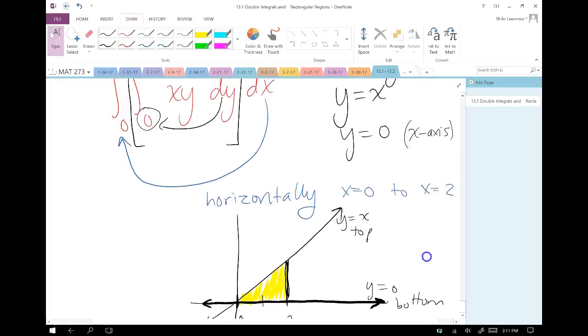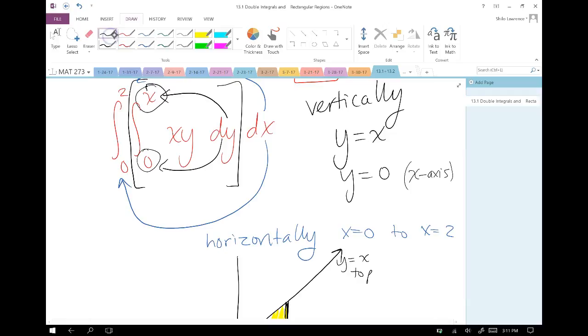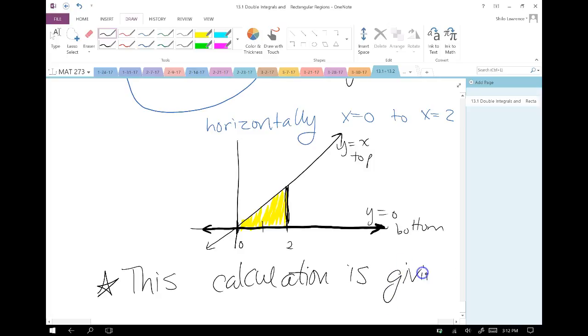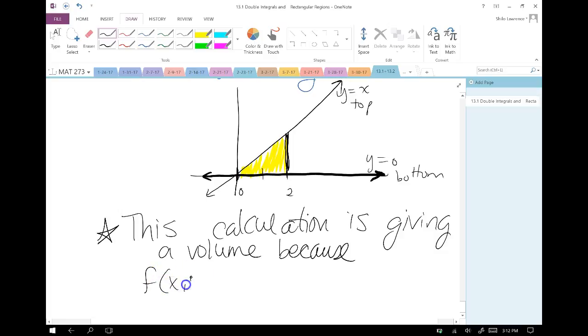And this particular problem is giving us a volume because we have an integrand other than a 1. So that triangle is just the base. And that integrand, x times y, is telling us how high the surface is coming above that base.